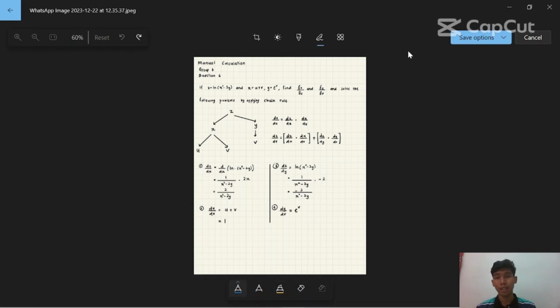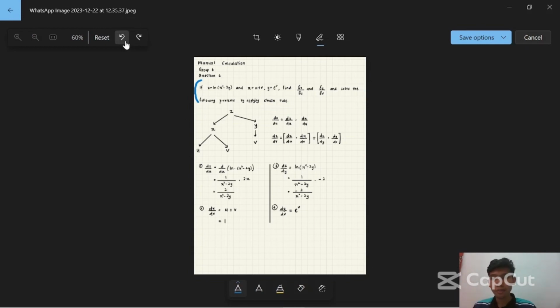Hello, my name is Muhammad Alif Zuhairi bin Arifins. I, representing my group, which is group 6, will explain our manual calculation for the question given, which is question 6 for our group. We need to solve these questions by applying the chain rule.